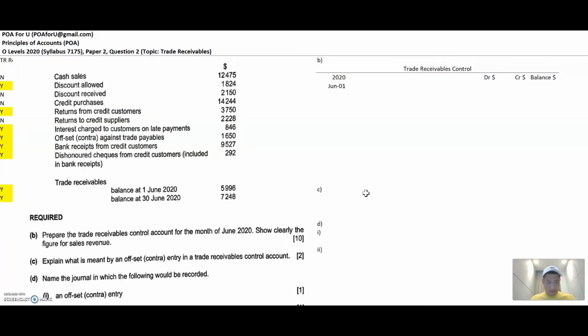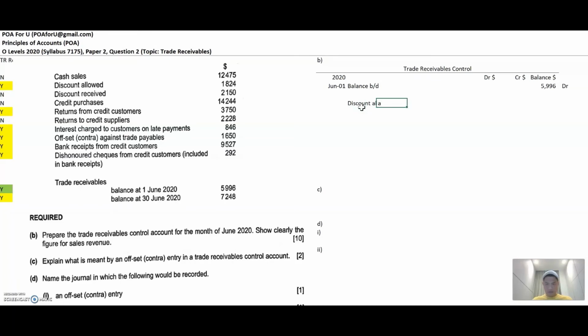So let's bring in the first item, balance. It always starts with balance brought down, right? And then balance brought down would be 5996, and this is debit. And I'm going to mark this in a different color so that I can tell that I've moved it, right? Then I'm going to start with discount allowed. I'm going to leave a blank there, and you will see why later.